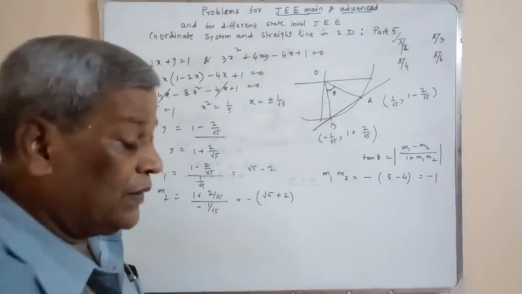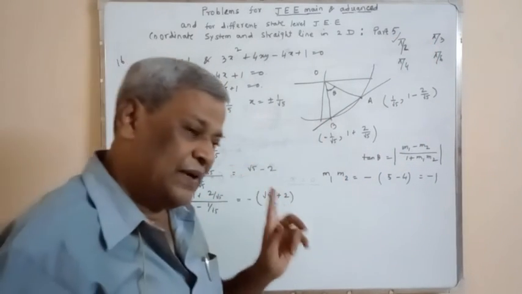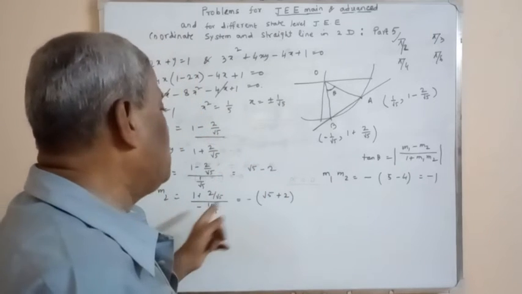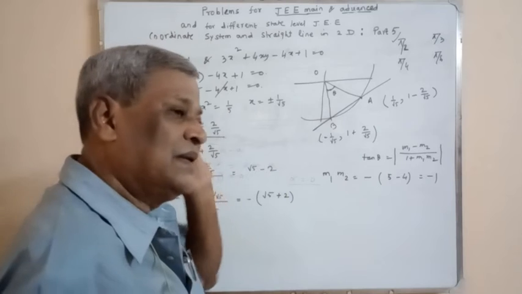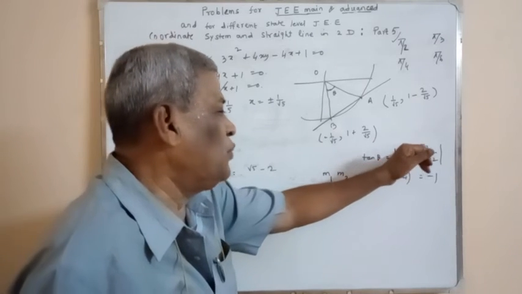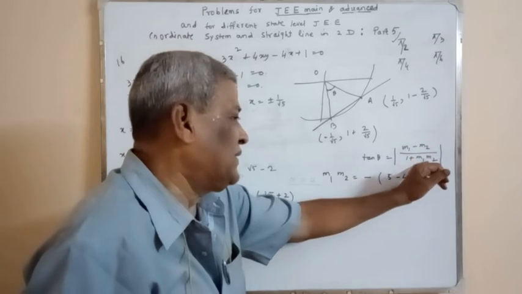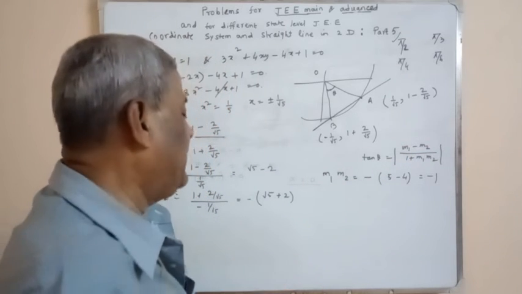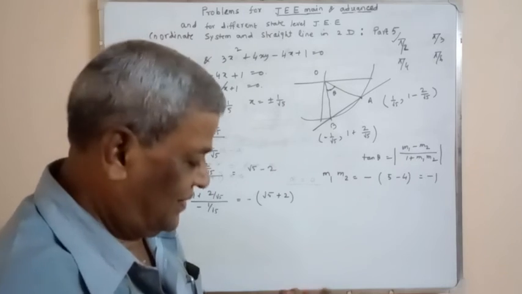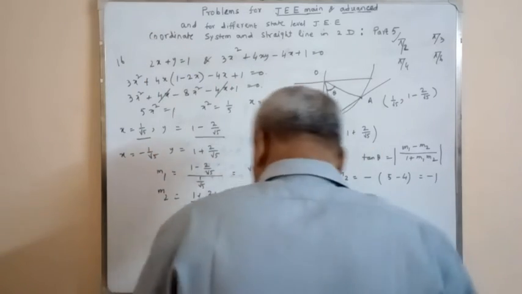And as I just told you, if the product is not minus 1, then knowing m1 and m2, by using this formula, tan theta is equal to m1 minus m2 by 1 plus m1 m2, we can obtain the value of the angle. Okay, next.